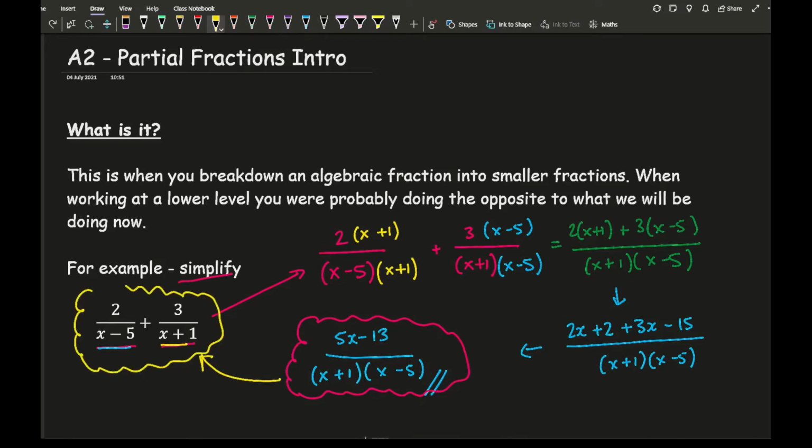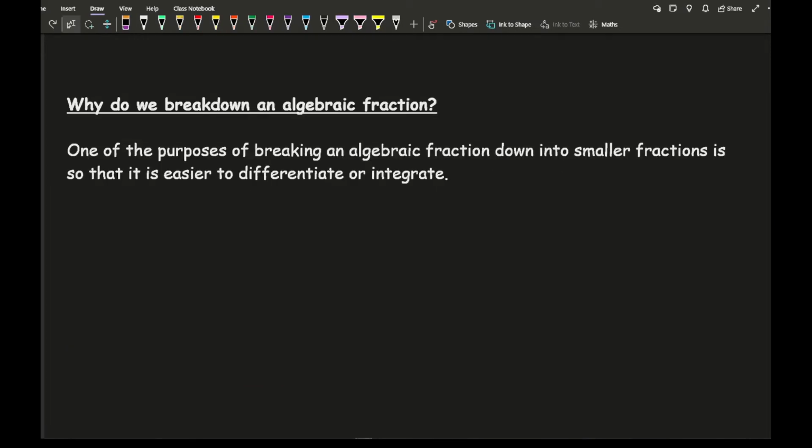So not to go all Avengers on you, this is basically what the question is going to be, and this is what our answer is going to look like. Now a very common yet very annoying question I get asked as a maths teacher is why do we need to learn this, why do we need to do it?